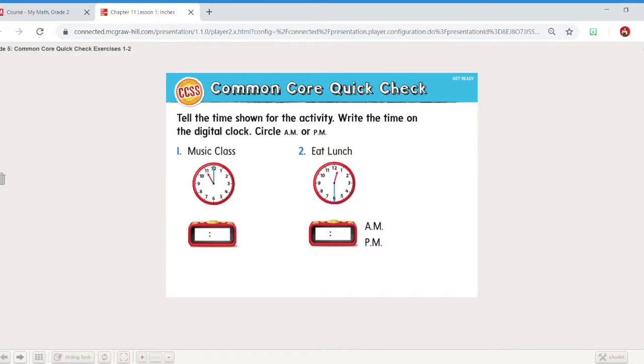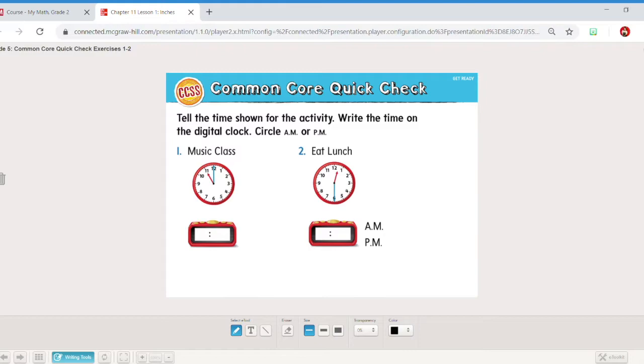Let's practice some time. We just finished time, and I was really impressed with the test you guys just took, so great job there. So tell the time for the activity. Write the time on the digital clock, circle AM or PM. Perfect. So music class, looks like we're going to read this clock.